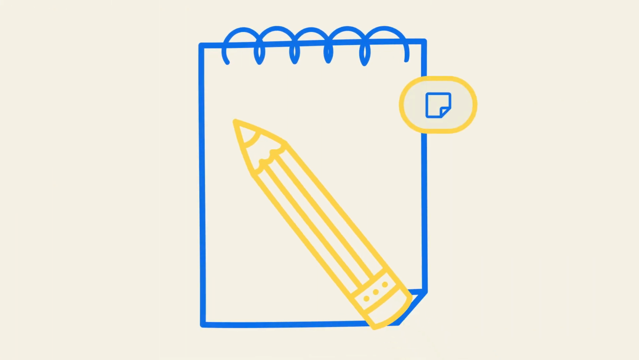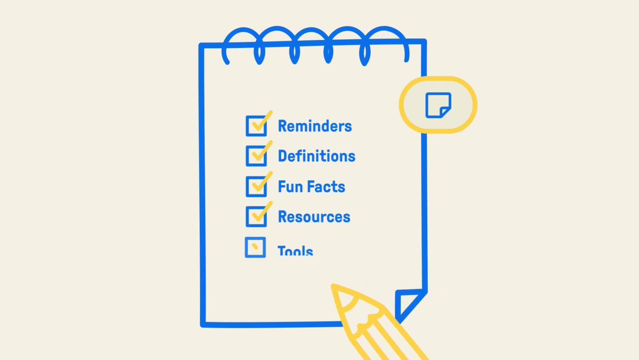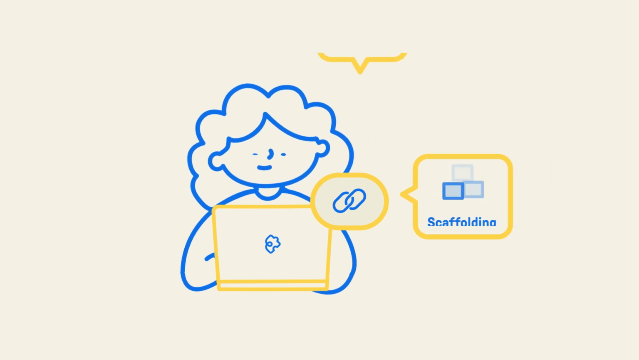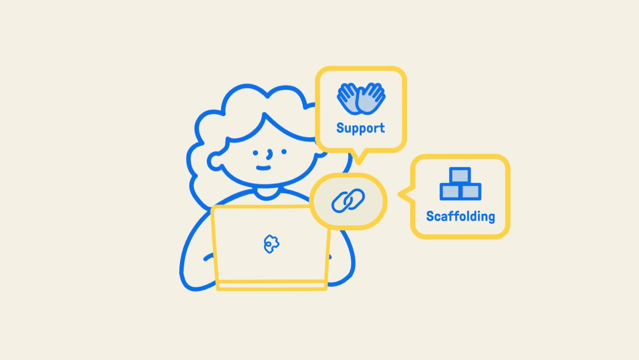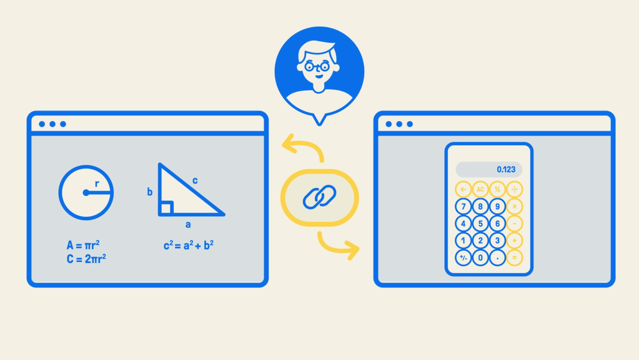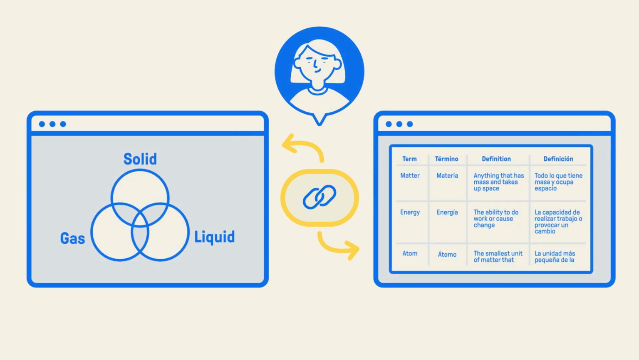Let's take a closer look at notes. These commonly include reminders for students, quick definitions, and fun facts, but you can also use notes to add links to resources and tools that students can use during an activity. These links might be used to differentiate instruction for students who need additional scaffolds and supports, and to meet students' accommodations. For example, a math teacher might include the links to a formula reference sheet and an online calculator. Or a science teacher may include a link to a graphic organizer or a bilingual dictionary.